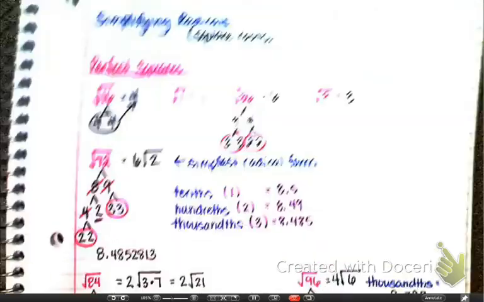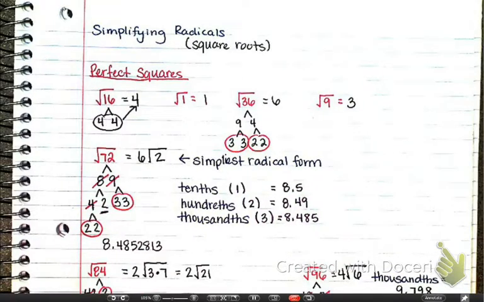Okay, so on Friday we talked about perfect squares. Can someone remind us what a perfect square is in their own words? What is a perfect square? Sophie? Okay, so a number multiplied by itself. So give me an example of a perfect square. And the square root of 16 is 4. What else? Give me another one.